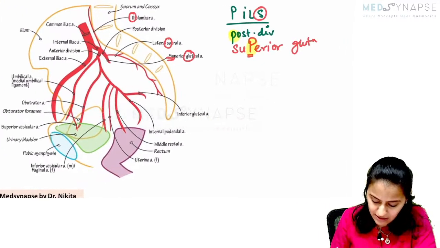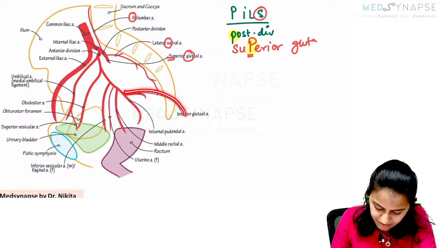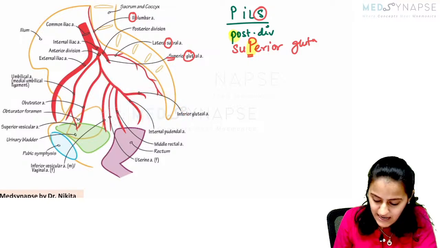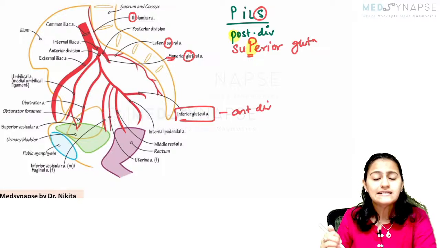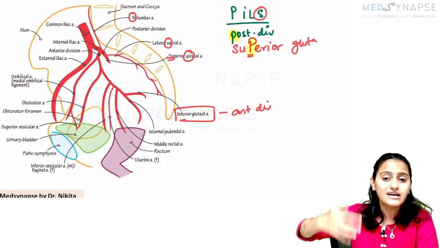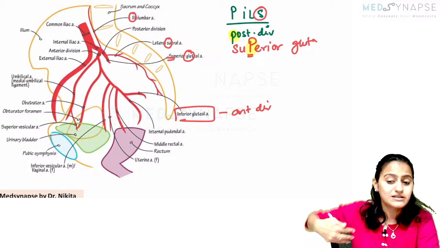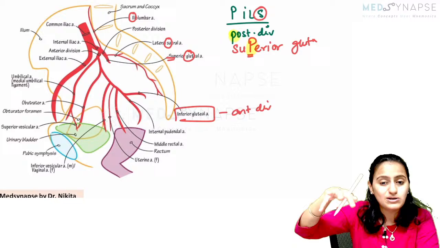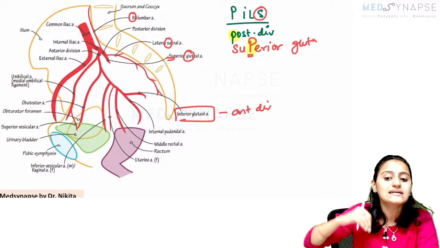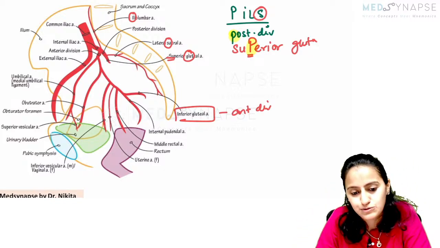Your inferior gluteal artery comes from the anterior division. So remember it as posterior. What is at the back? The lumbar vertebra, sacral vertebra and the gluteal area. So lumbar is the iliolumbar, then lateral sacral and the superior gluteal.